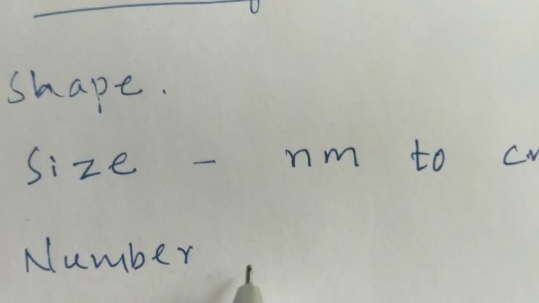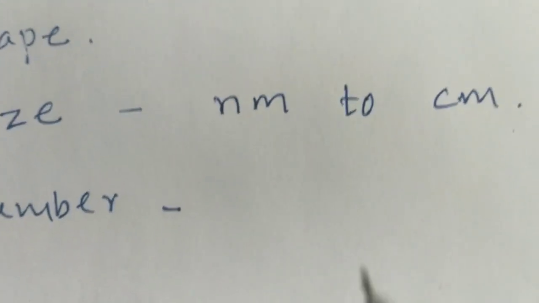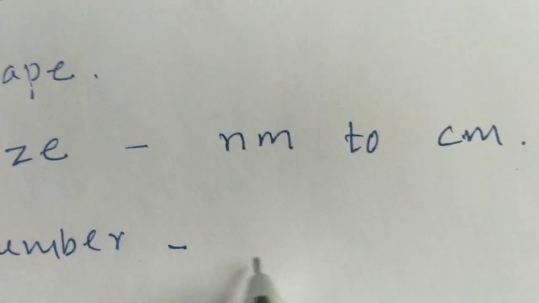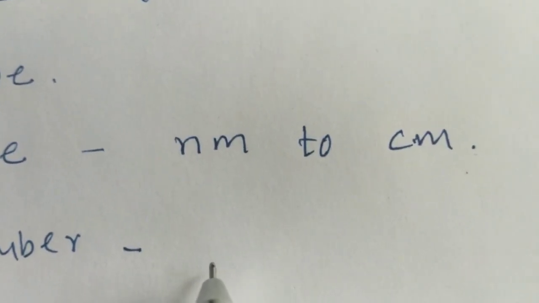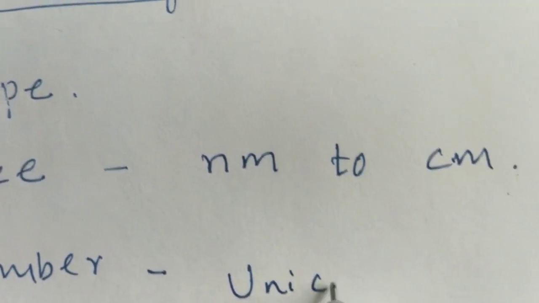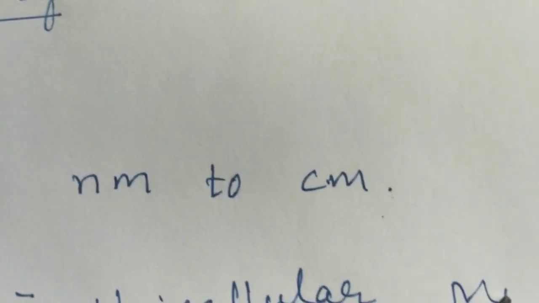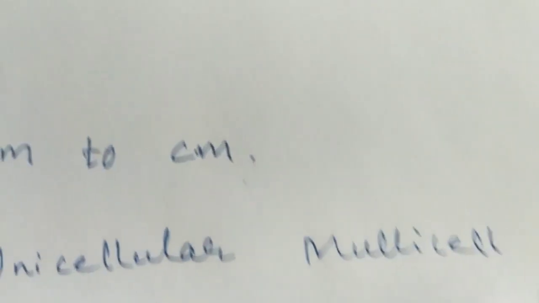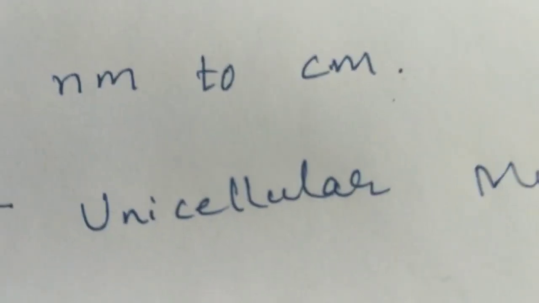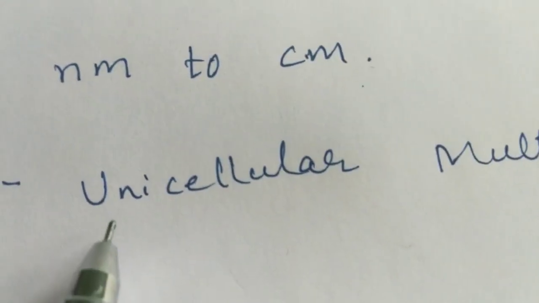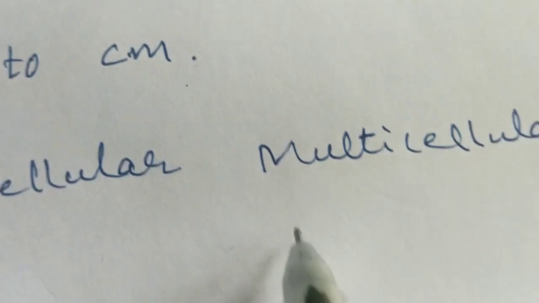The cells also vary in number. Based on the number of cells, the organisms are basically classified into two types. Those are the unicellular organisms and multicellular organisms. Based on the number of cells found in an organism, the organisms are classified into unicellular and multicellular organisms.